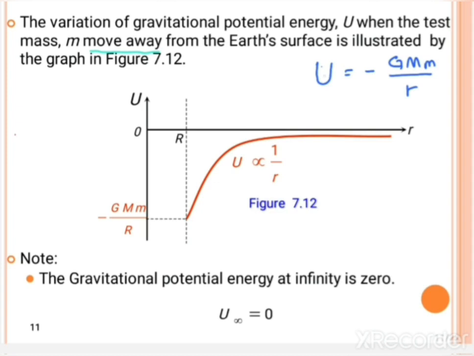Okay, from this equation, U equal to negative GMm over R, look at the relationship between U and R. So you get U is inversely proportional to R. When R increases, the magnitude of U will decrease. So from this graph, look at the value. If R increases, the value of U approaches 0. And the gravitational potential energy at infinity is 0.